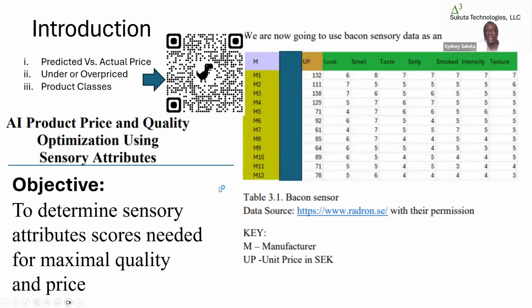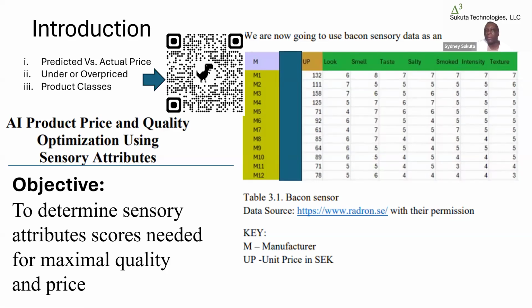So this is part two of the videos we are creating. In part one, we discussed how to use sensory data. You can see here, we have bacon products, M1 to M12. These are the unit prices, cost per unit, and the attributes being look, smell, taste, salty, smoked, intensity, and texture, 7 attributes. And we wanted to see if the actual price is really optimal, so versus actual price.